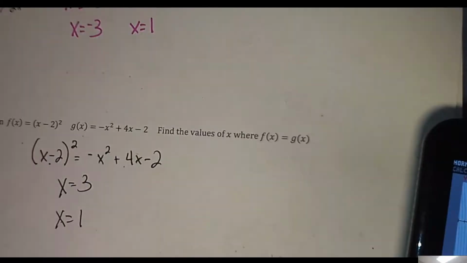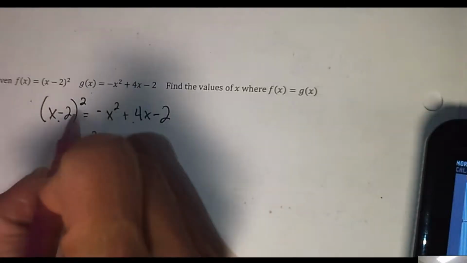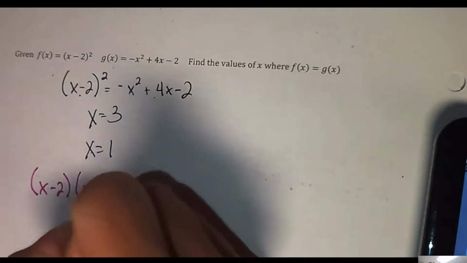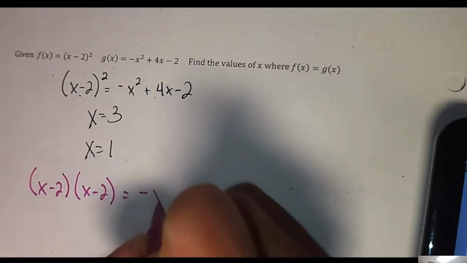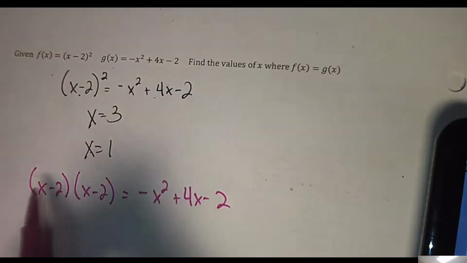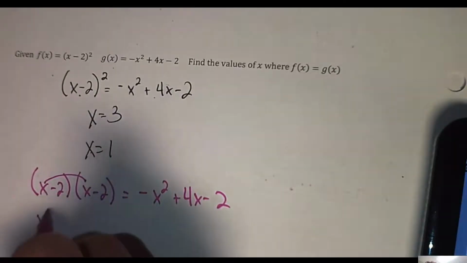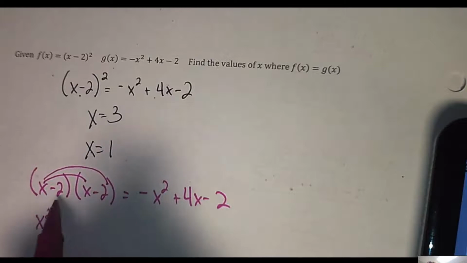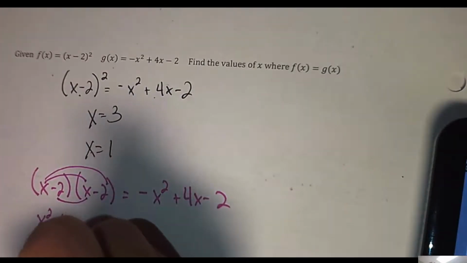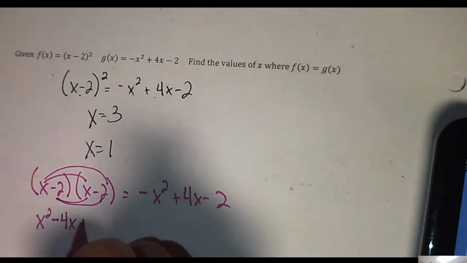Let me show you how you would do this without the graphing calculator. So first, what I would do is realize that this x minus 2 squared means 2 x minus 2's. I need to get this into standard form to solve. So I'll have the neighbors meet the neighbors. So I get x squared. I get a negative 2x, and then I get another negative 2x. So I'm just going to do that in my head and make it minus 4x. And then when these neighbors meet, I get positive 4.